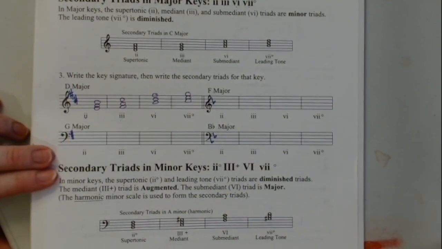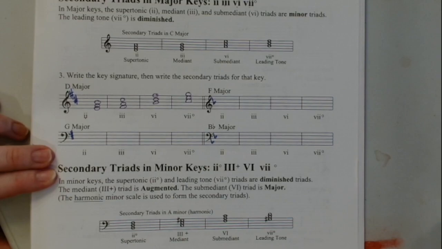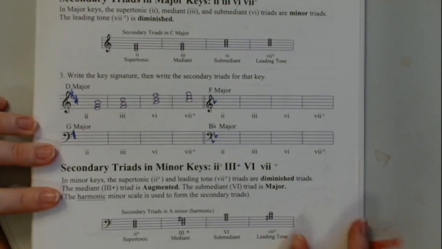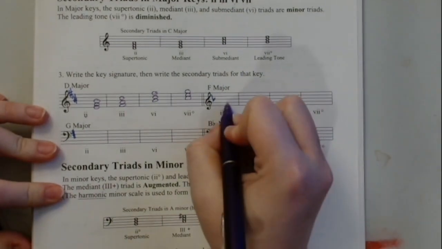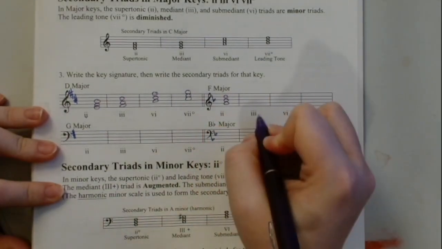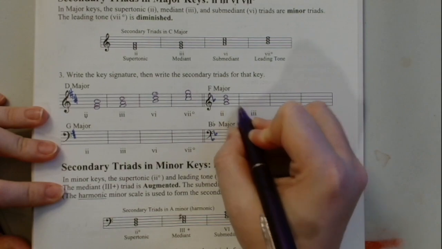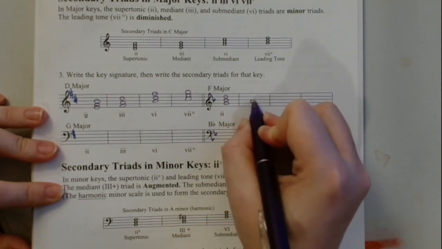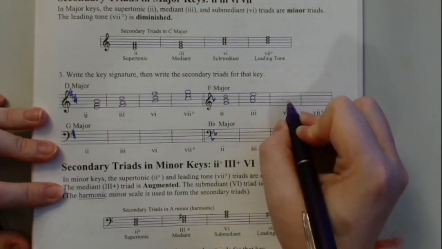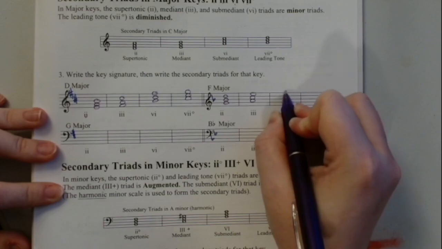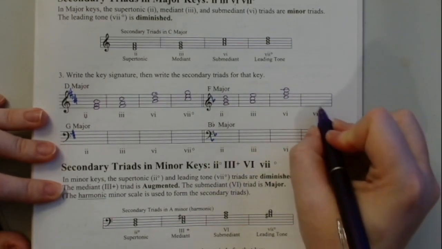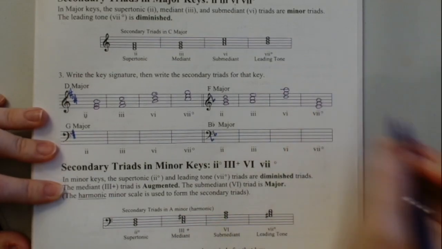And remember, you don't have to write in any accidentals because I already wrote in the key signature. If you want to write in the accidentals, no harm, no foul. So for F major, it starts on G for your 2 chord: G, B flat, D. For your 3 chord, it's going to be A, C, E. For your 6, it's going to be D, F, A. And for your 7, it's going to be E, G, B flat.